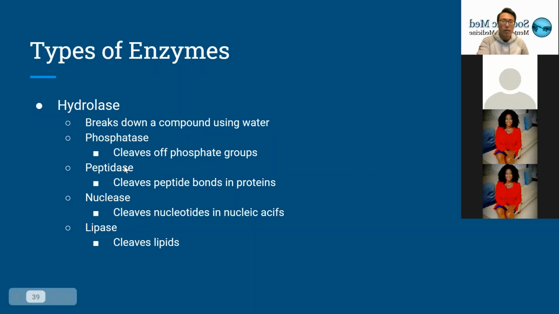Okay, and another type of hydrolase is called peptidase. Those cleave proteins by cutting peptide bonds. And then nucleases cleave nucleic acids. Nucleases will cut DNA or RNA. And then lipases cleave lipids. So those are the different hydrolases.